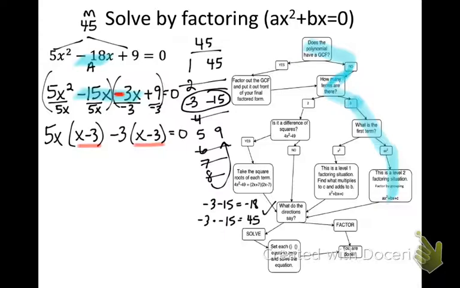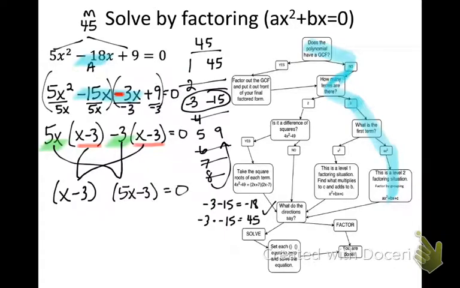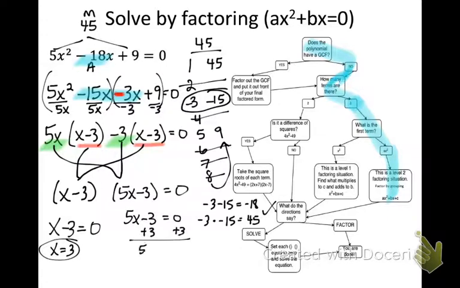And now we rewrite these. We put this in one parenthesis. And then we take our other two terms and we put them in their own parenthesis. Okay, if the problem said to factor, you would stop here, but we're going to go ahead and solve. So we get x minus 3 equals 0, which means x equals 3, and 5x minus 3 equals 0. So we get x equals 3/5.